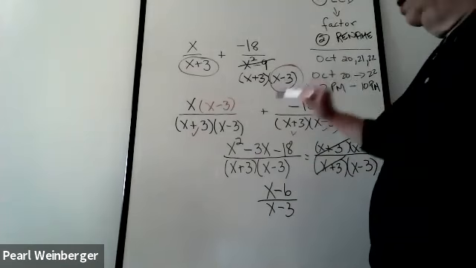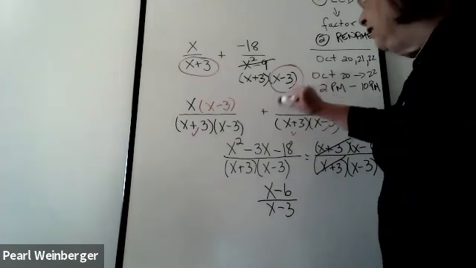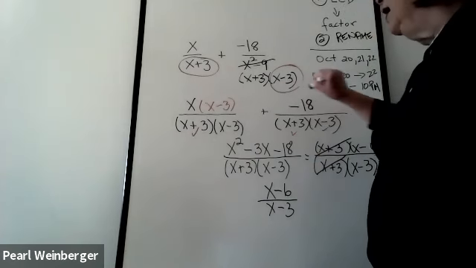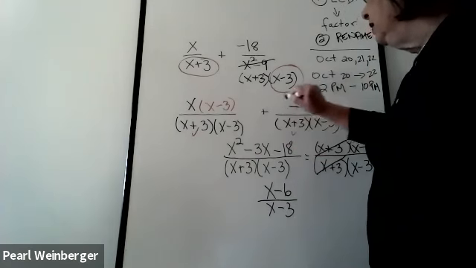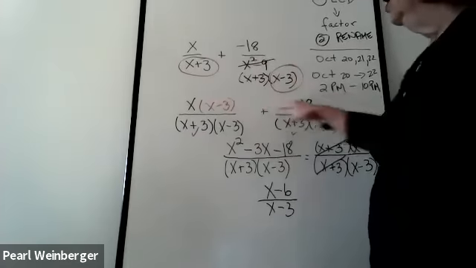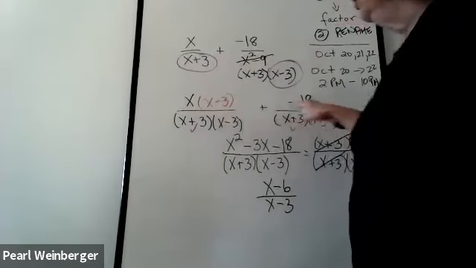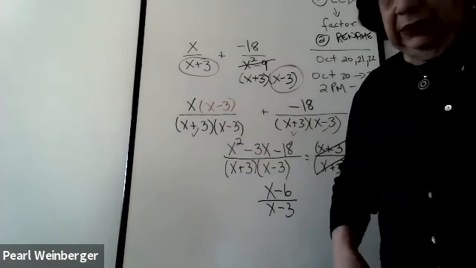Okay, remember this was a plus, but if this is a minus, you have to make sure that you subtract. If this would have been a minus and this would have been a minus, this would have been a minus or negative 18. Be very careful when you are combining your numerators that you're doing the right thing with the right sign.